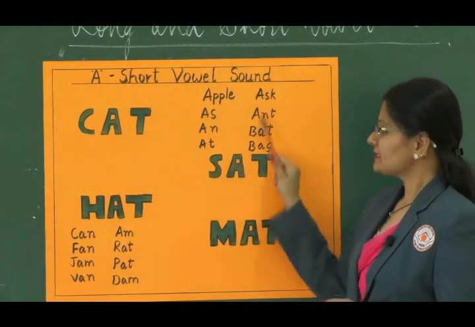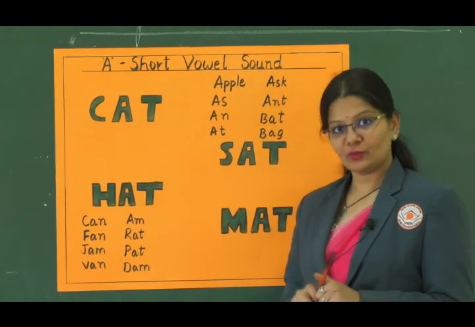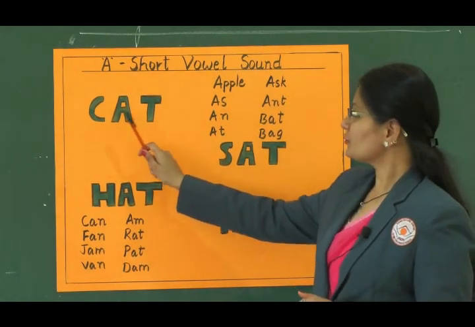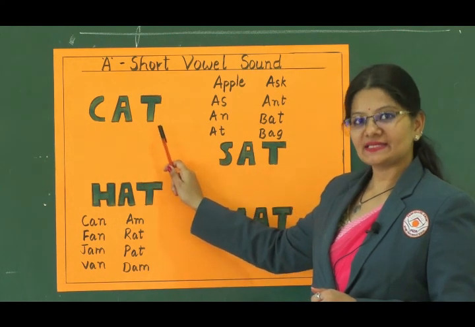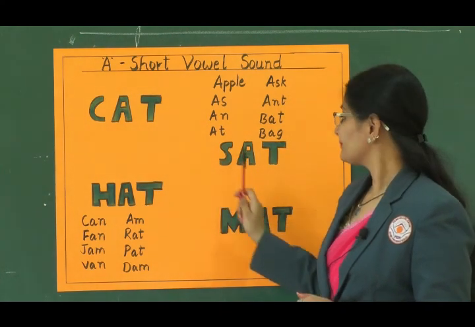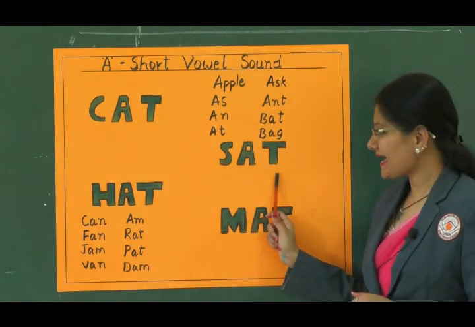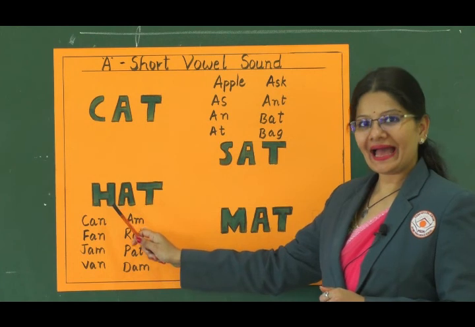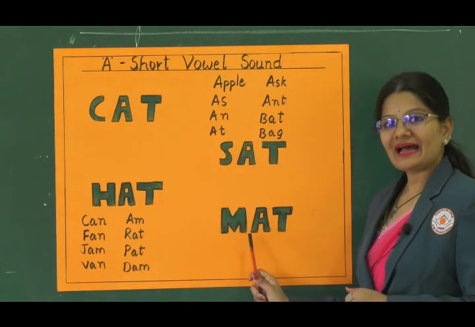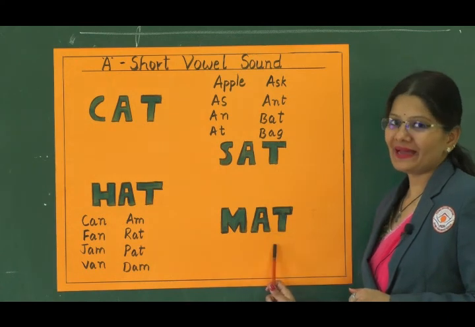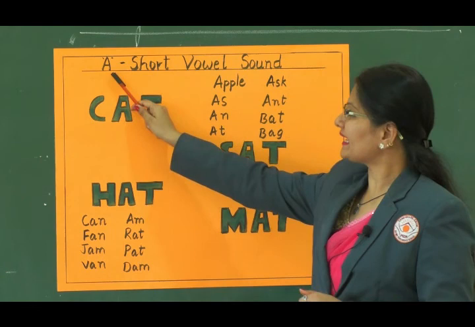Now look at these words. We are going to learn more words. Okay? So first we are going to repeat this again. K. A. T. Cat. S. A. T. Sat. H. A. T. Hat. M. A. T. Mat. So what is this sound of short vowel A?